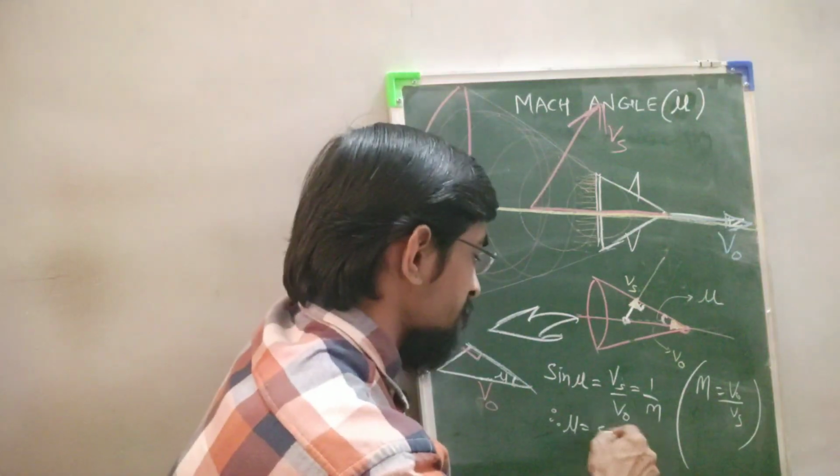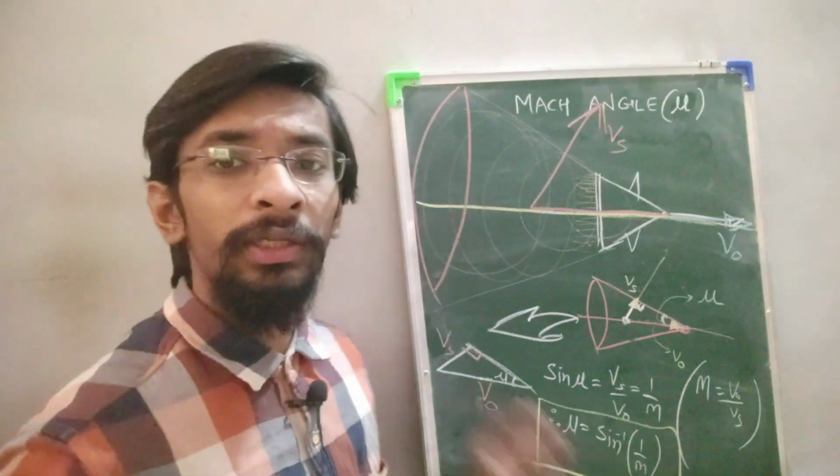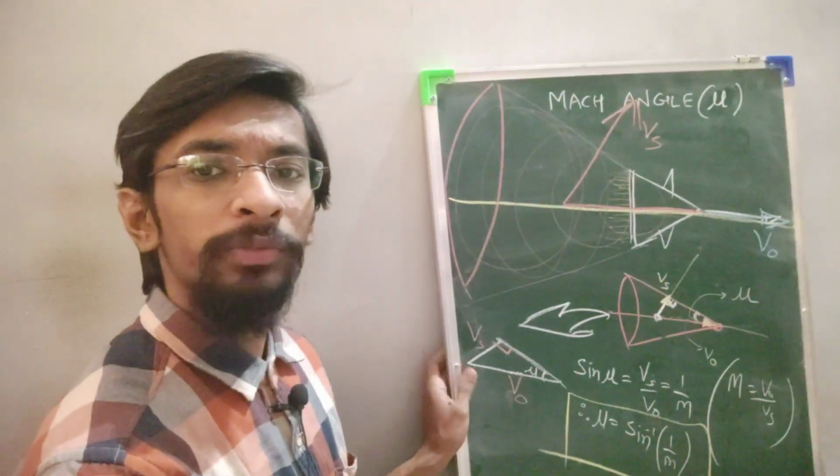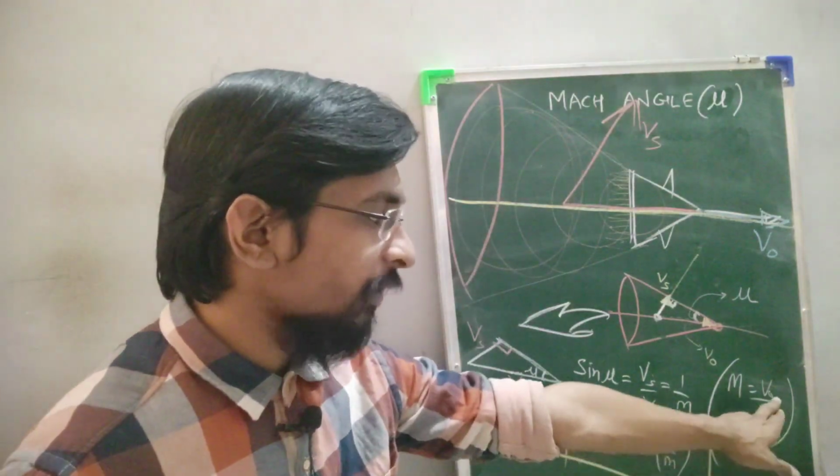become the inverse function, sine inverse of 1 by m. So here what we observe is, if the value of m, the Mach number, is greater, the Mach number will be greater when the speed of the object is more and more.